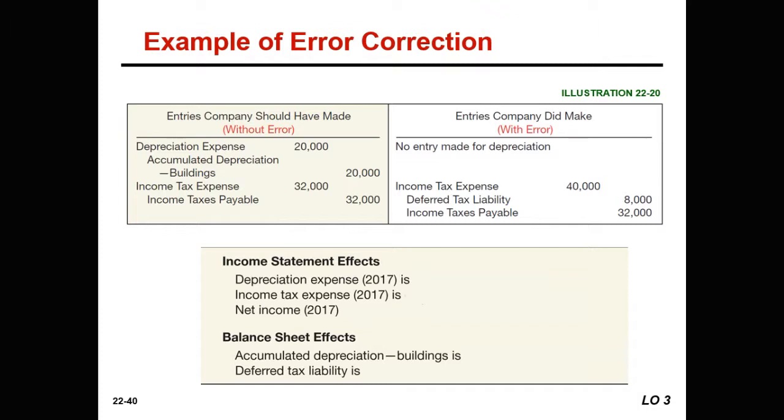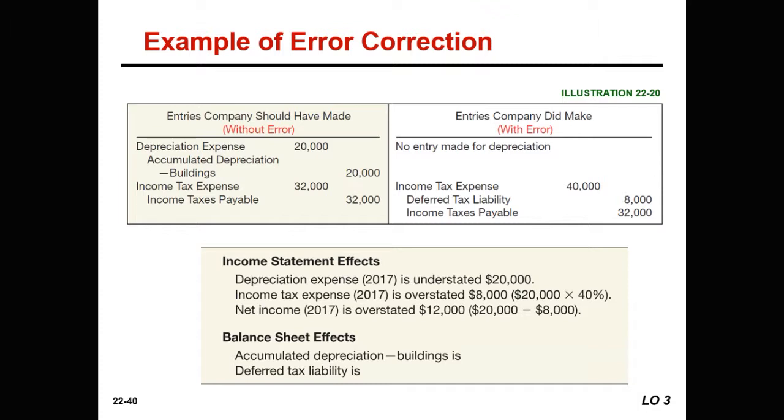So the income tax effect is the depreciation expense for 2017 is understated by $20,000. The income tax expense in 2017 is overstated by $8,000. That's the $20,000 times 40%. That's their tax rate. This resulted in net income that is overstated by $12,000.